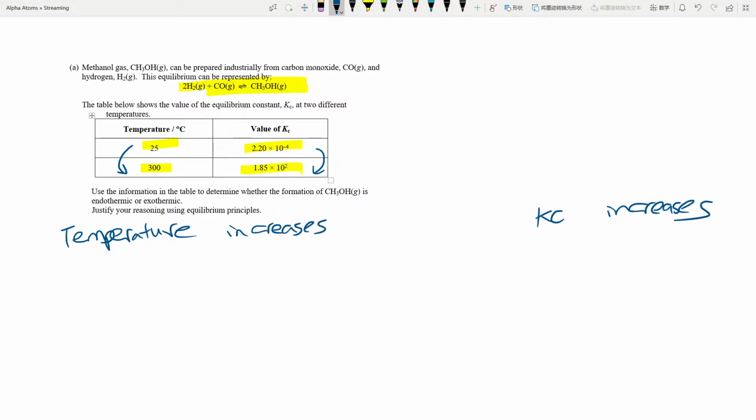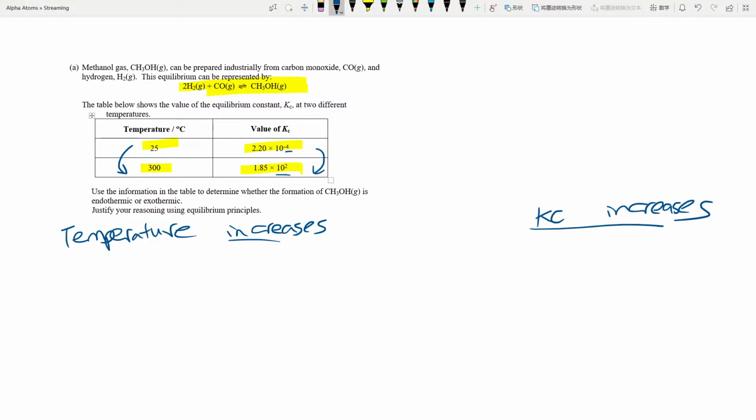Anyone who can read should be able to see that. Temperature has gone from 25 to 300, and Kc has gone up from 10 to the power negative 4 to 10 to the power 2. So that has obviously gone up. Okay, so temperature increases, Kc increases.